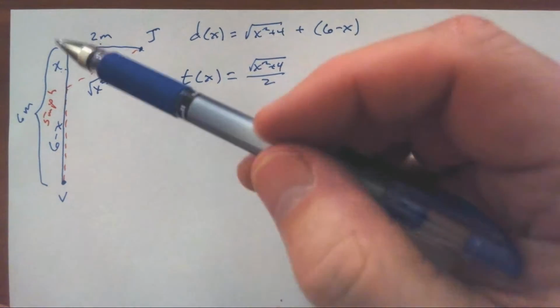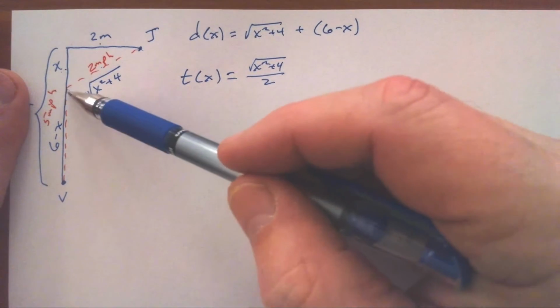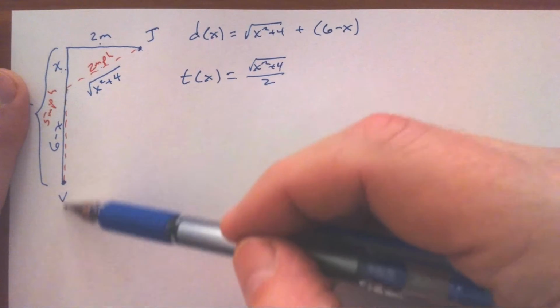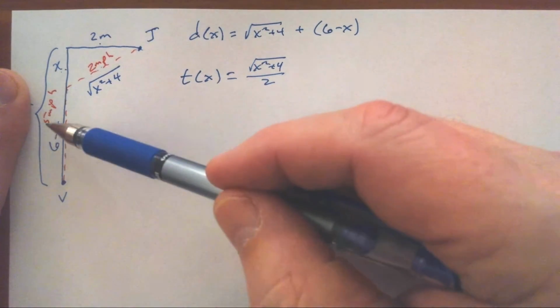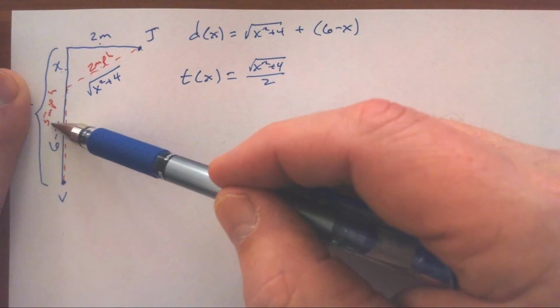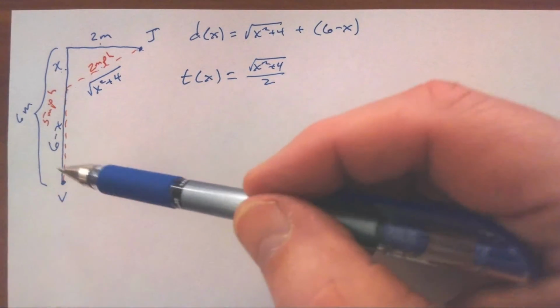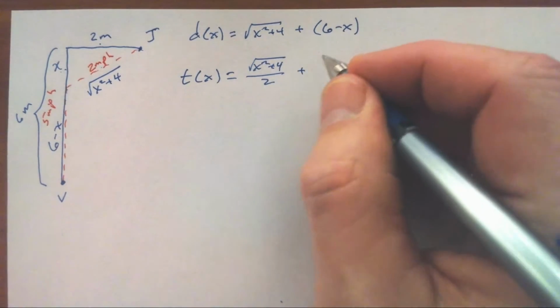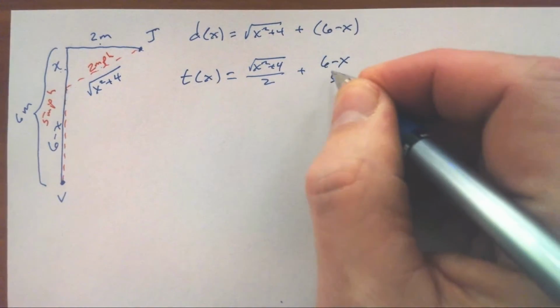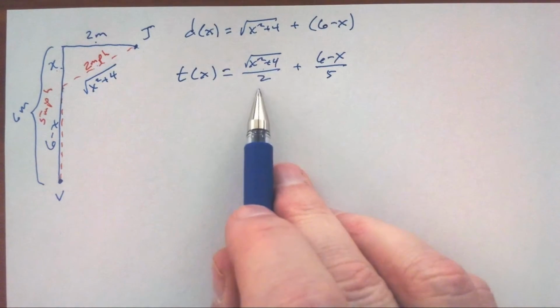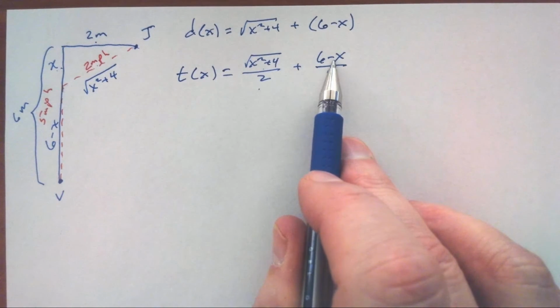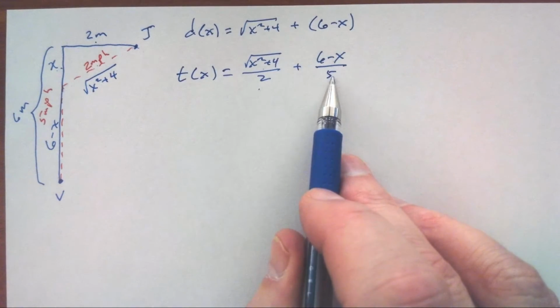And likewise, let's say, forget about this 6, let's say Jane was going to walk 20 miles. We would take 20 and divide it by 5 to see how long we're walking. Or in this case, we would take 6 minus X and divide it by 5. That's the time spent walking. So here's our rowing time and our walking time.